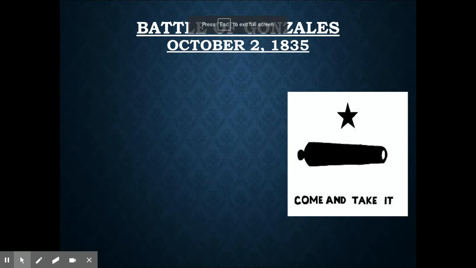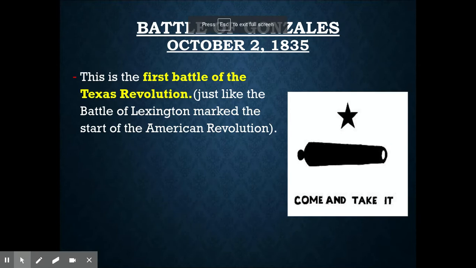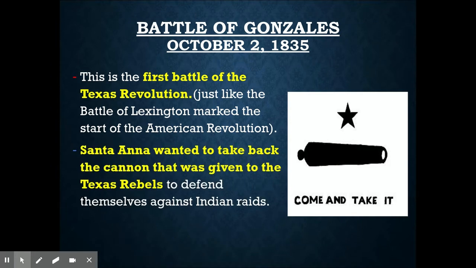Then we go to other parts of the Battle of Gonzales. This is the first battle of the Texas Revolution. Just like the Battle of Lexington marked the start of the American Revolution, they'll sometimes call it the Lexington of Texas. Santa Anna wanted to take back the cannon that was given to the Texas rebels to defend themselves against Indian raids or Native Americans.